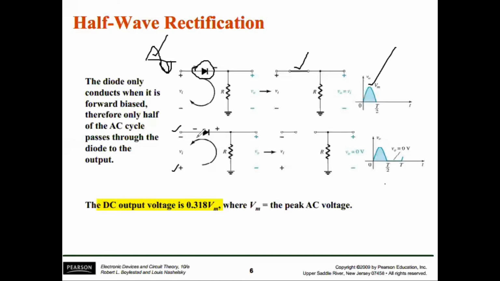For the negative or the alternate polarity, this diode will behave as an open switch, as written here, and there will be no current or no voltage here. And if the same waveform is again applied here, the waveform will become like this and again zero, and so on.